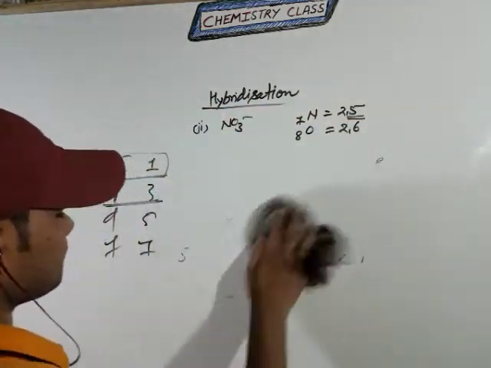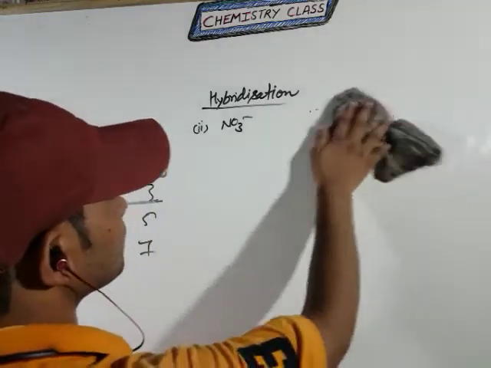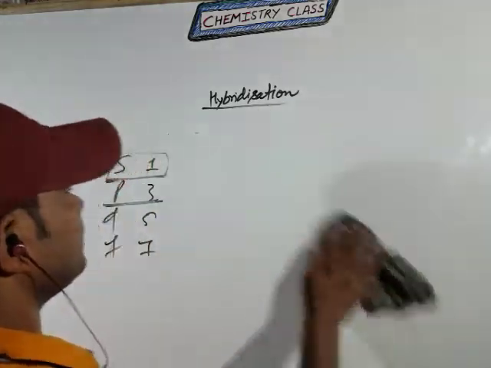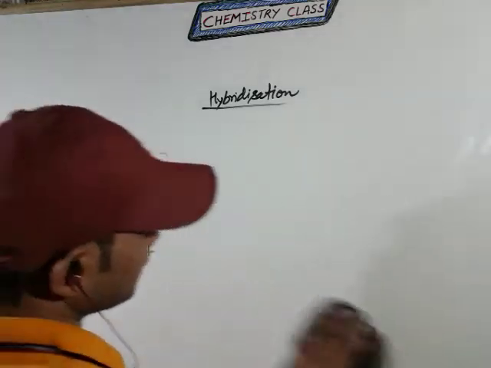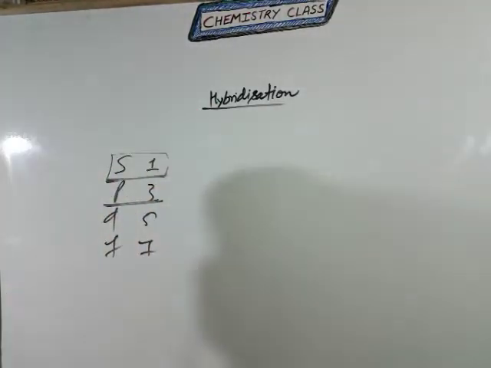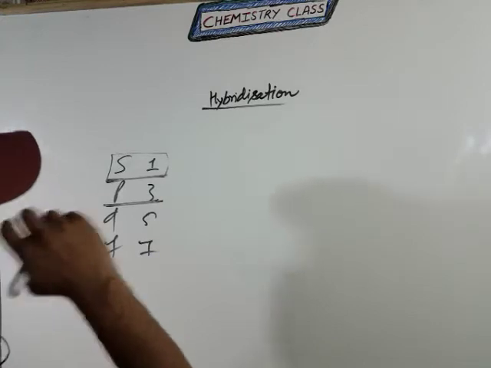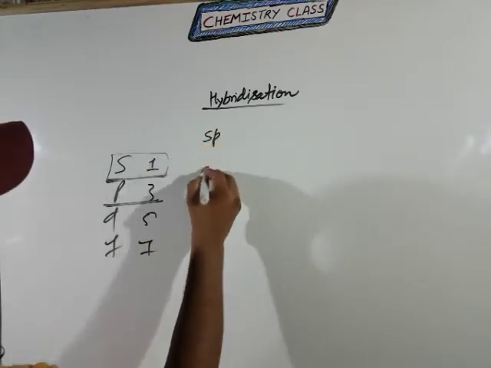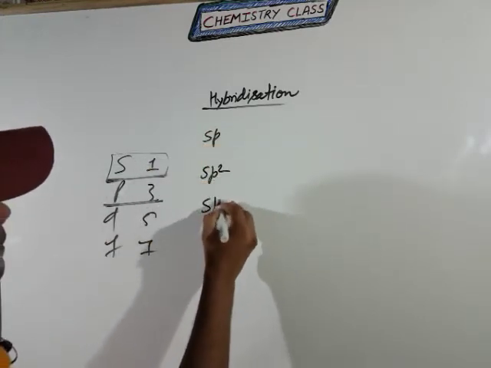So friends, this is a very short trick and you can easily calculate the hybridization of any given example. Suppose sp, sp2 and sp3 are there.